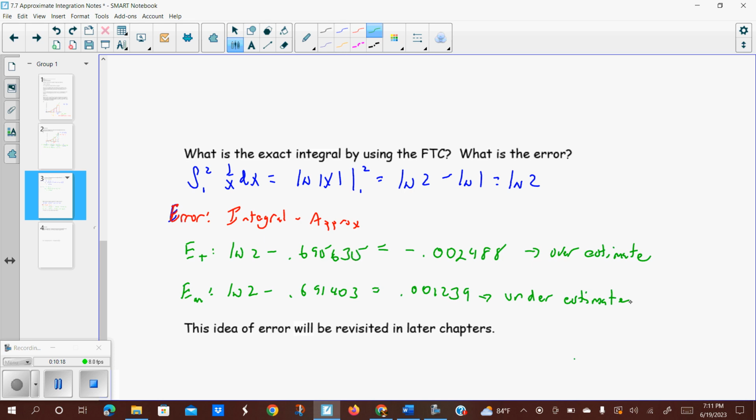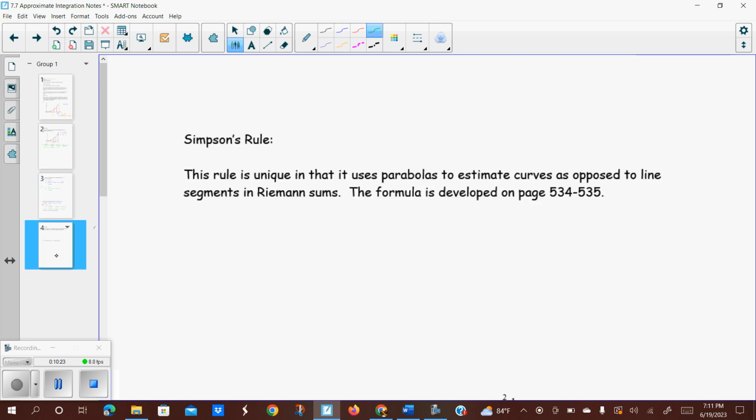All right, so we've got one more approximation method to do, and that's what's called Simpson's rule. This rule is interesting because you're not using rectangles, you're not using trapezoids. Simpson's rule actually uses parabolas to estimate the curves as opposed to line segments like Riemann sums did. Everything with Riemann sums was line segments, whether vertical, horizontal, or some kind of slope in between with the trapezoids. This is actually going to use parabolas.